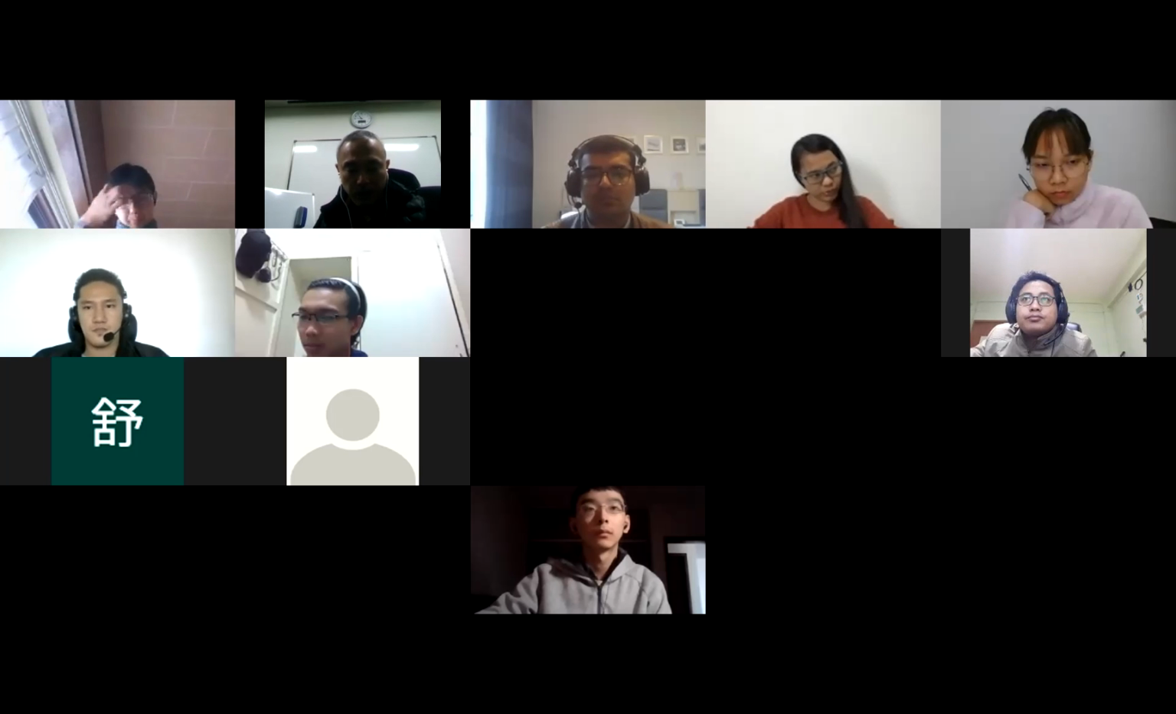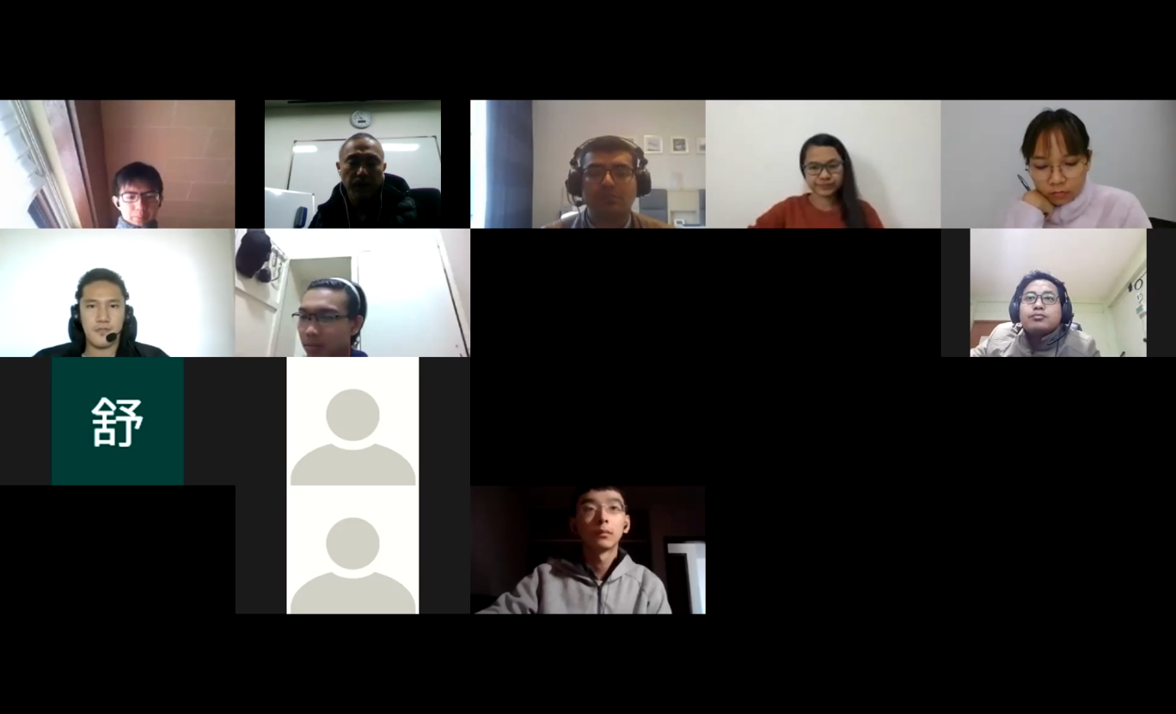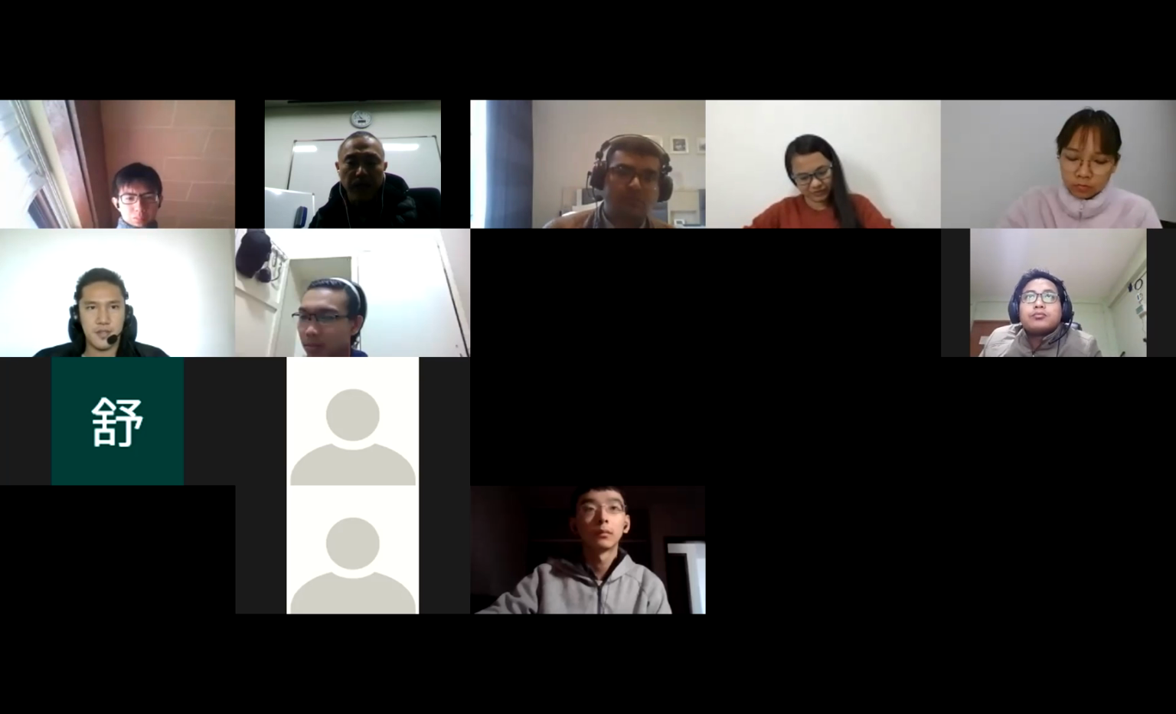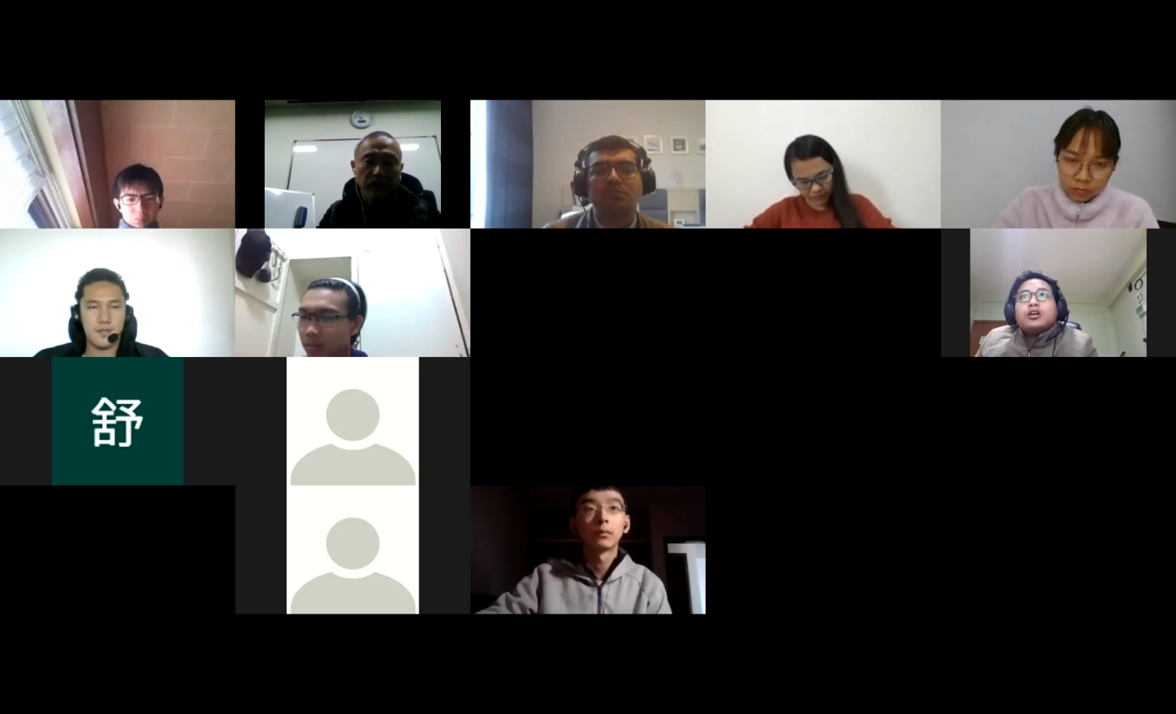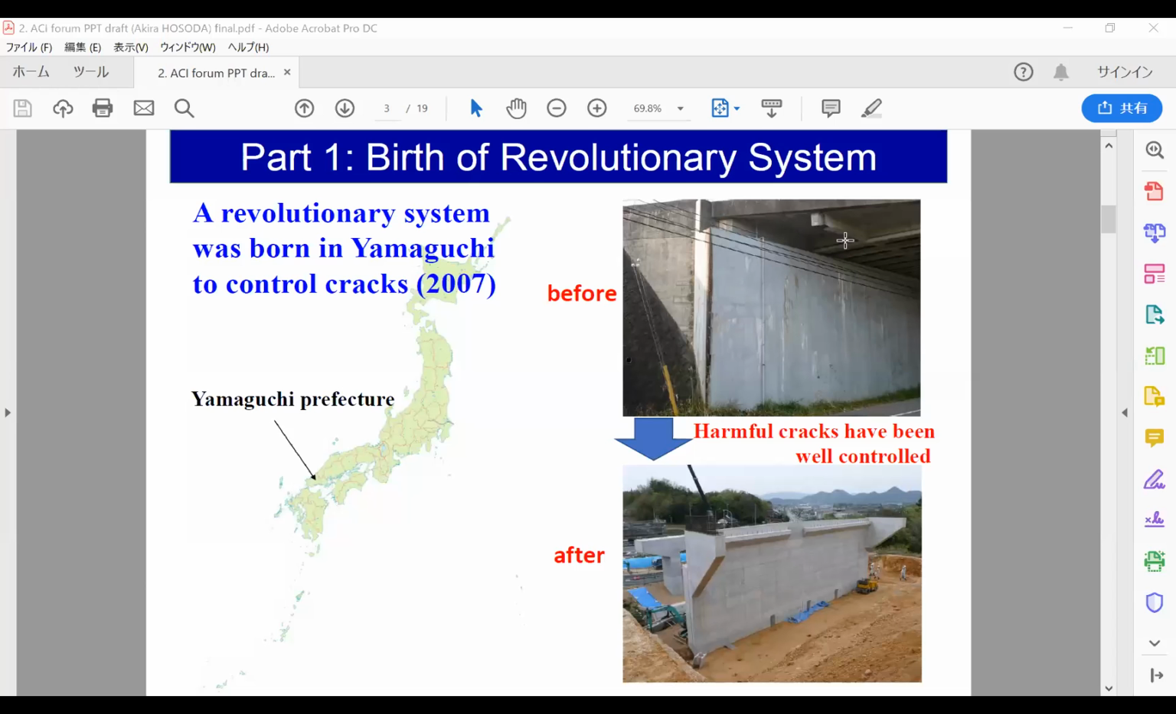Any other question? Can we go back to the structure you just showed in the previous slide? The abutment. Do you know abutment? Yes. This one. The abutment is supporting the upper structure.